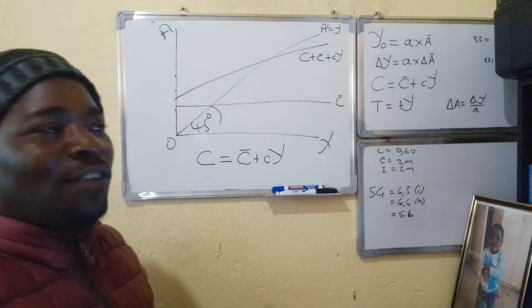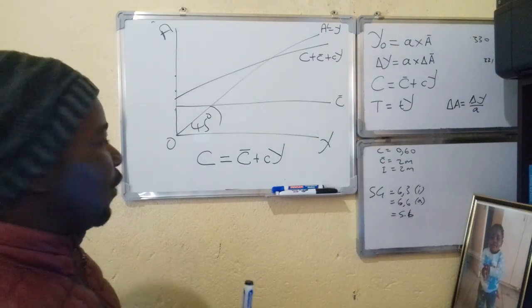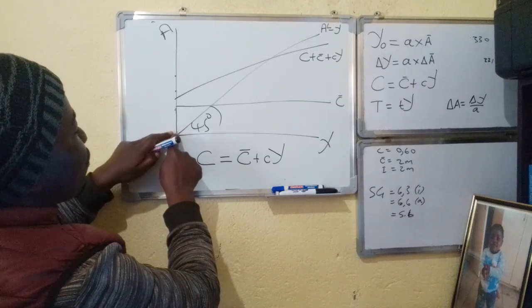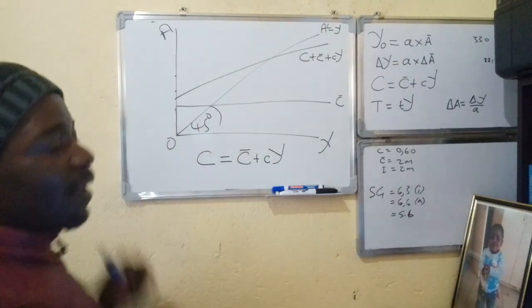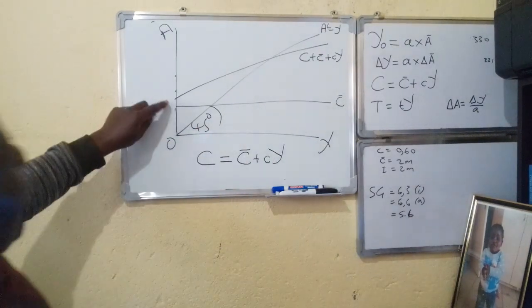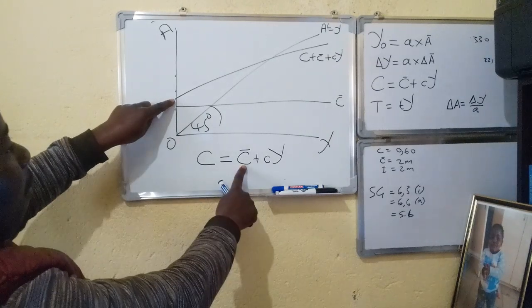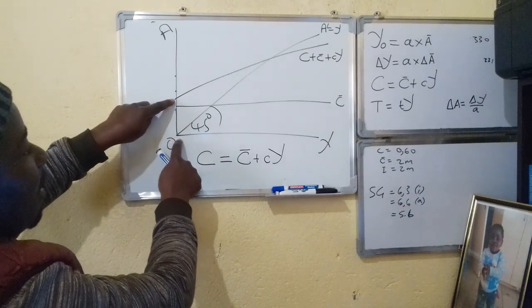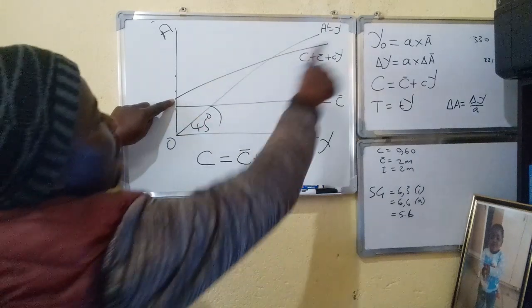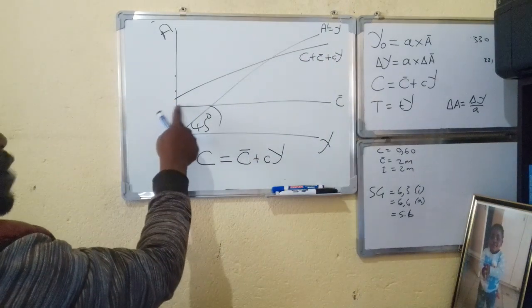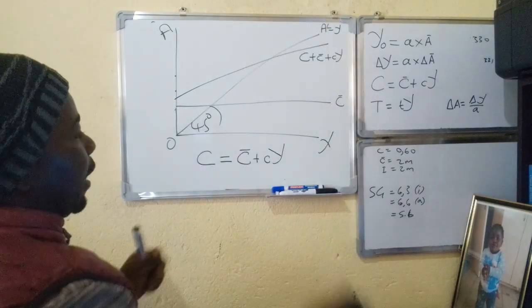If consumption was fully dependent on the level of income, the consumption function would start exactly at the 45-degree line. But because there's a portion of expenditure that exists before there is income, while income is still at 0, the whole consumption function starts somewhere and goes upwards. Okay?